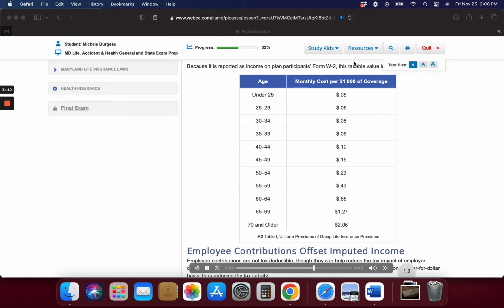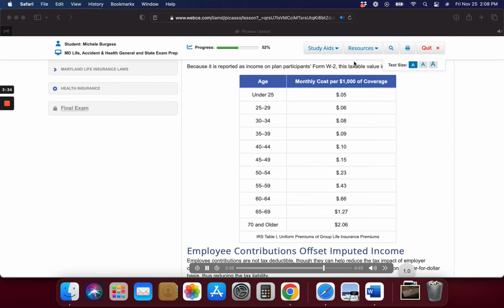If this were a non-contributory plan, the employee's year-end W-2 would report $345 as income. In this case, it is a contributory plan into which the employee contributes $25 per month, $300 annually. This amount is deducted from the imputed income, leaving a net amount of $45 reported on her W-2.